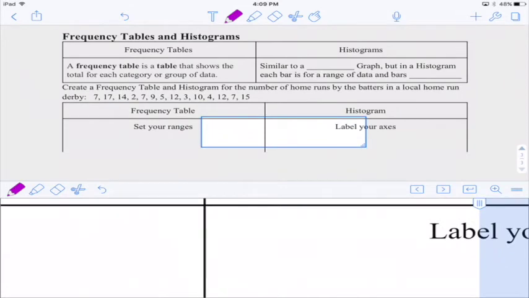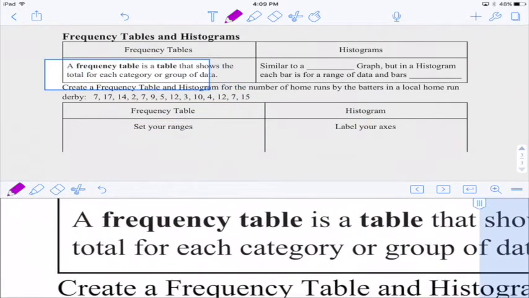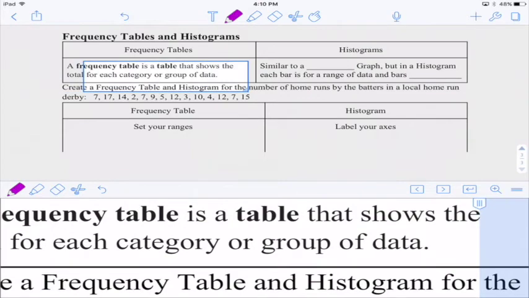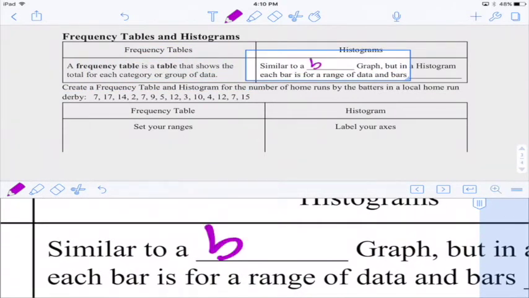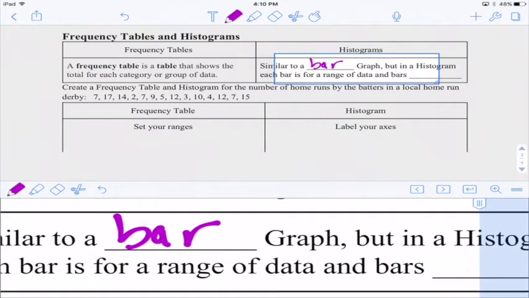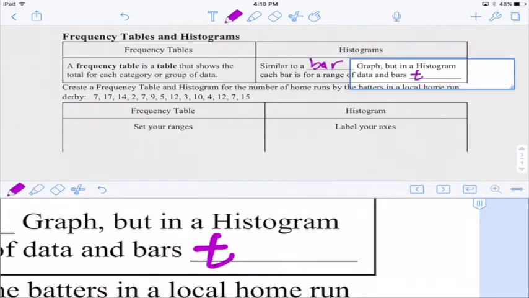Now we have frequency tables and histograms. Again, both very easy ideas. You've probably seen them before. A frequency table is a table that shows the total for each category or group of data. And the histogram is similar to a bar graph, but there are ranges. In a histogram, each bar is for a range of data, and the bars touch. Okay, so I'll show you.